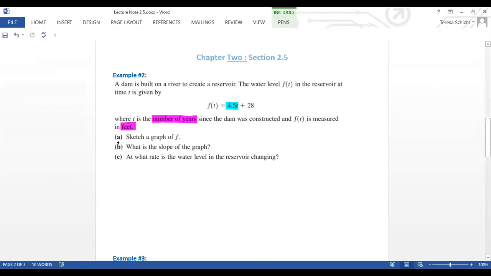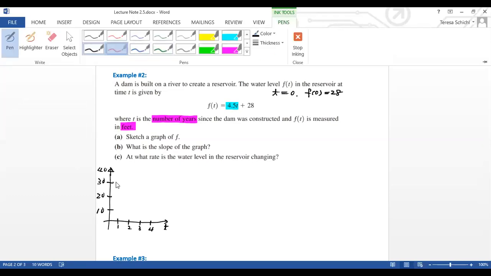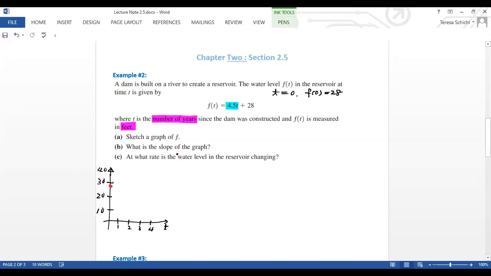So now the first thing is they say sketch the value of F here. So let's sketch it. This is 0, 1, 2, 3, 4. This is T, and this is how deep is the water. So let's say this is 10, 20, 30, 40s. When T equals 0, what is F of 0? F of 0 is 28. So that's my first point, 28 is here, correct?